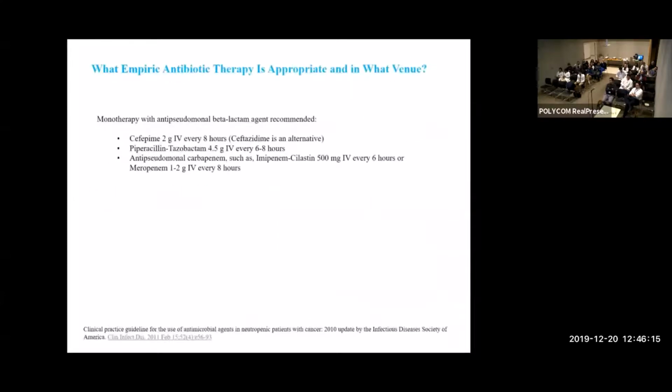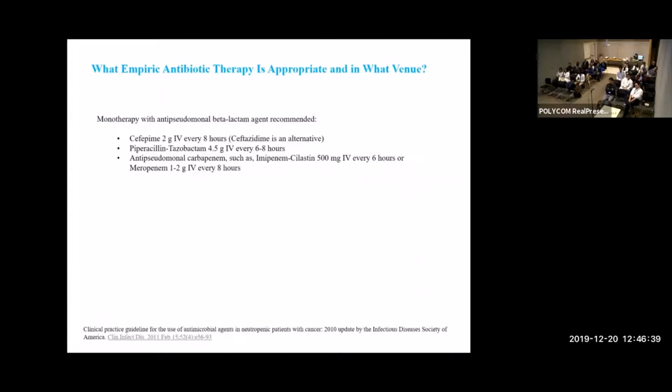And what antibiotics should we use? The most common monotherapy, widely accepted and recommended in all guidelines, is monotherapy with an anti-pseudomonal beta-lactam agent, and cefepime is the agent of choice. Does anyone notice anything particular about this dose of cefepime? It's a very high dose, and it's a dose that should be used in this patient.